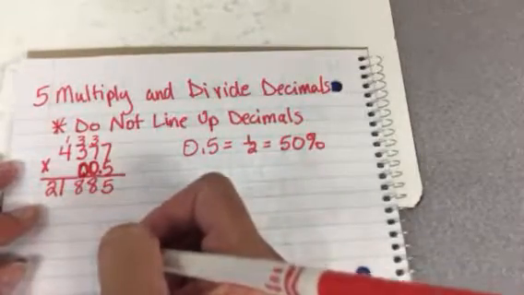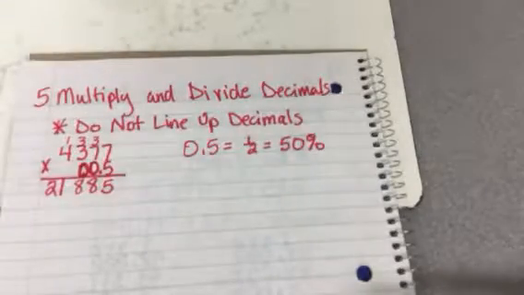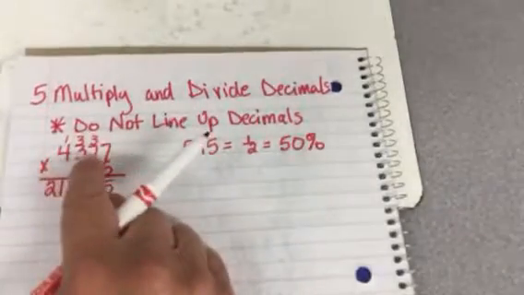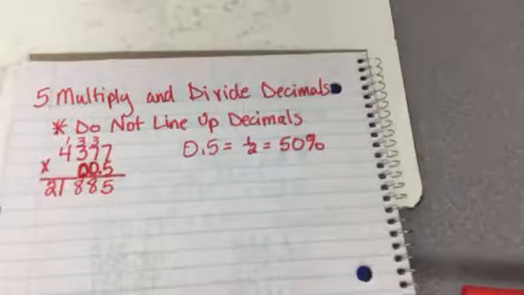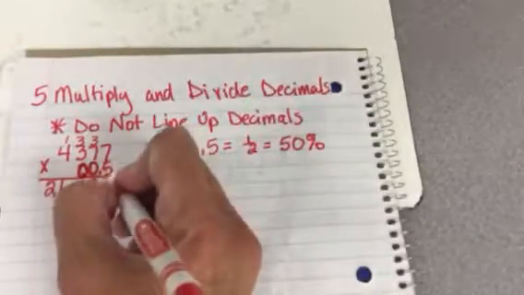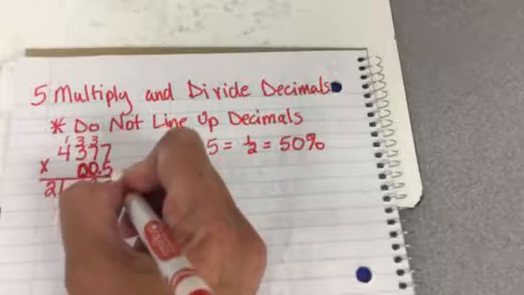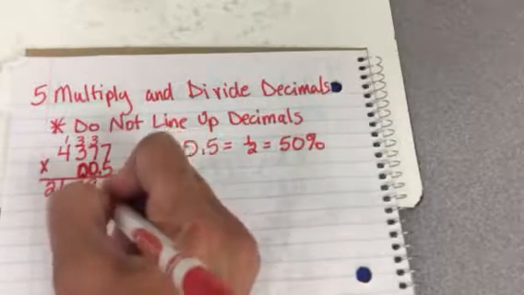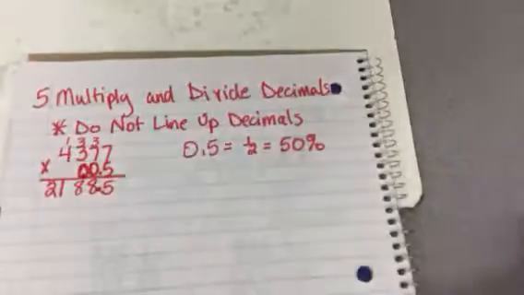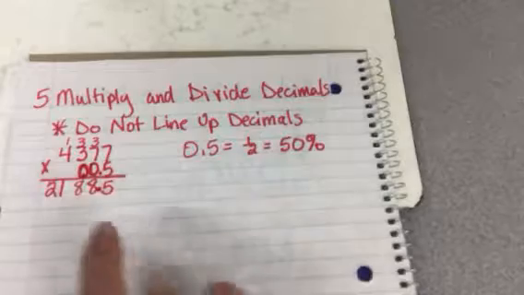So we have our number here, and if we look at this 21,885, we're like, wow, that is a lot bigger than 4,377. But we have not added our decimal place yet. We have 1 digit behind a decimal. There's only 1 place behind a decimal here. So I'm going to count over 1 place, and I'm going to put my decimal there. That makes a huge difference in the value of the number.